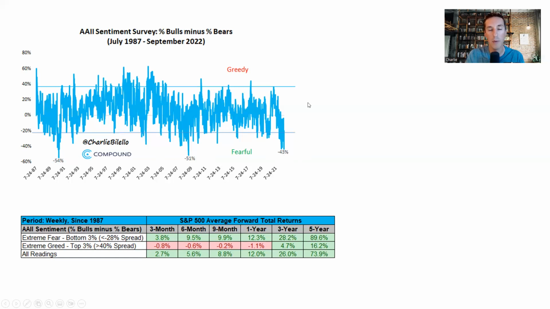But overall, if you had to pick as a long-term investor, what would you rather see? Extreme fear or extreme greed? You'd have to say that you'd much rather see fear, because that means there's much more opportunity.